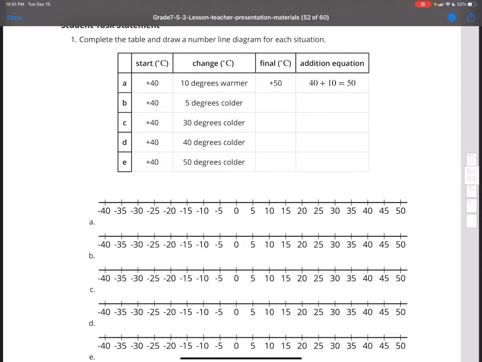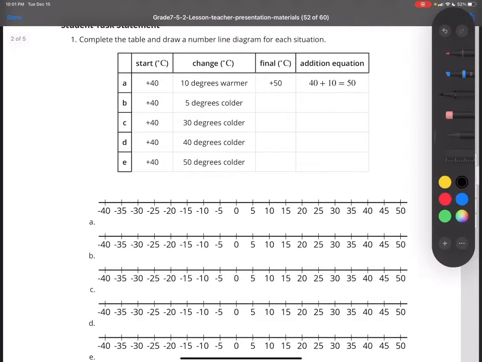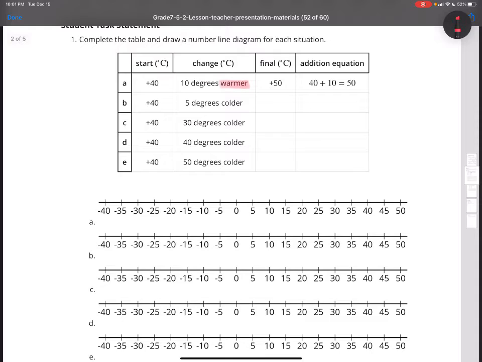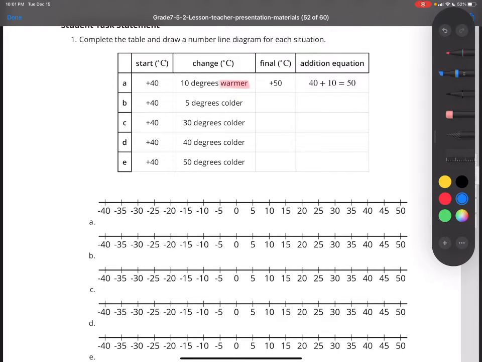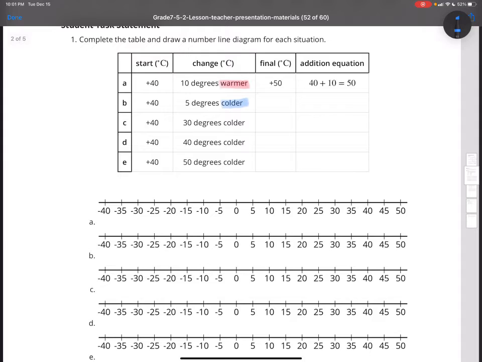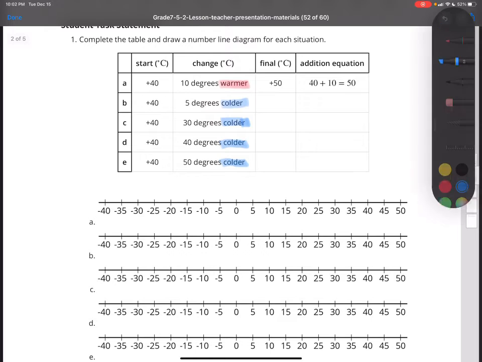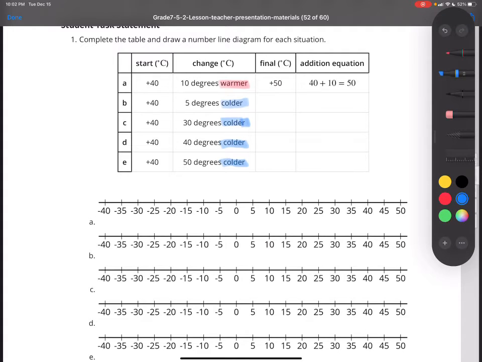All right, so I want to point out that when it gets warmer, I'm going to highlight it in red, it goes in the right direction. So if we go in the right direction when it gets warmer, what direction will we want to go in for when it gets colder? If you guess the left direction, you are absolutely correct. So I'm going to highlight that in blue before we even start working on those number lines, okay? So we're going to do the number lines first, and then we're going to complete the table, okay?